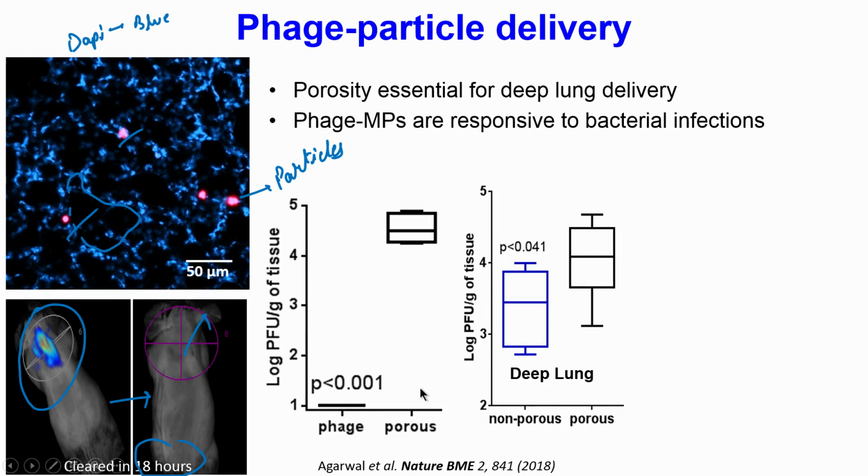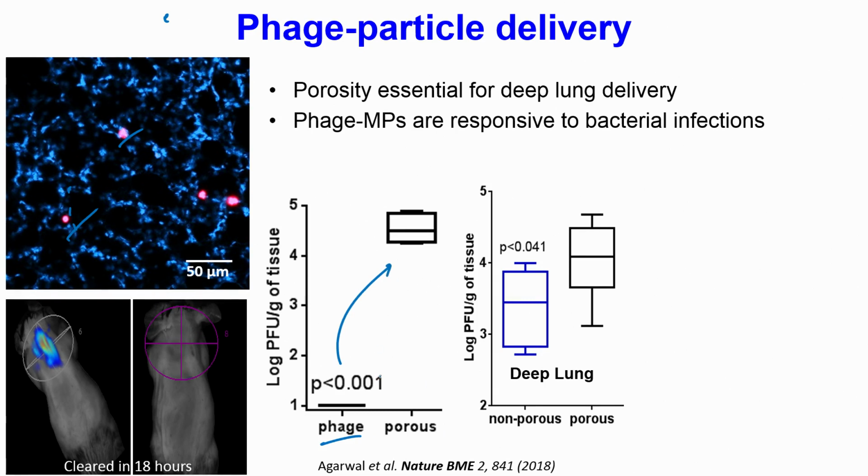And then they show that the porosity is actually essential. So, if they make the same size particles which are non porous, and then they insufflate those particles into the mouse lungs, what they find is, first of all, if they compare it with a free phage, the porous particles are able to give a very high titer of phage to the lung. The experiment is done that you have insufflated either free phage or phage loaded on the porous particle, equal amount, and then you homogenize the lung and titer for how much phage is present in those homogenates, and you find that it is almost 4 orders of magnitude higher with the particles.